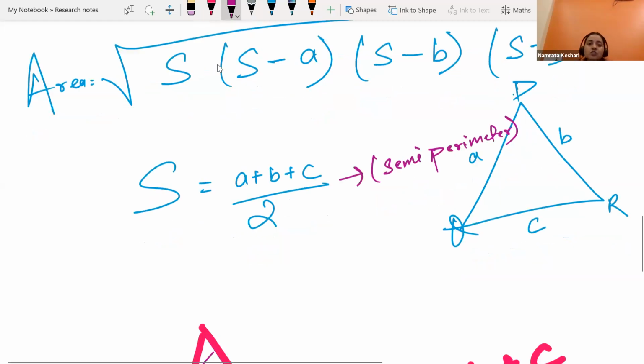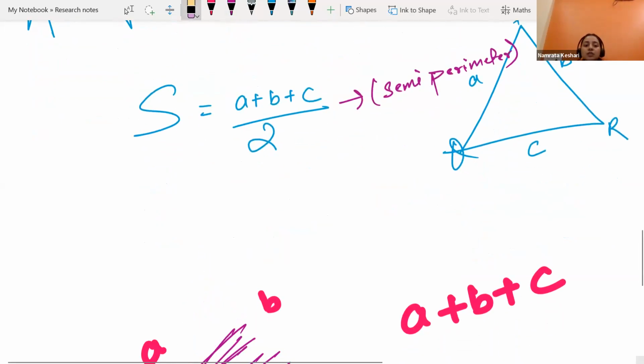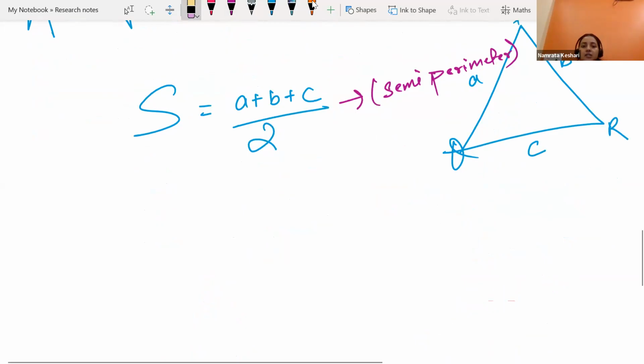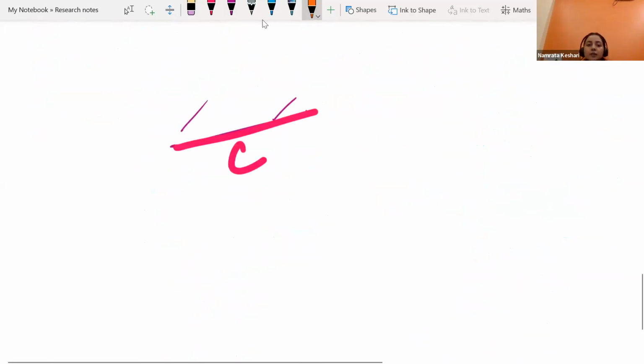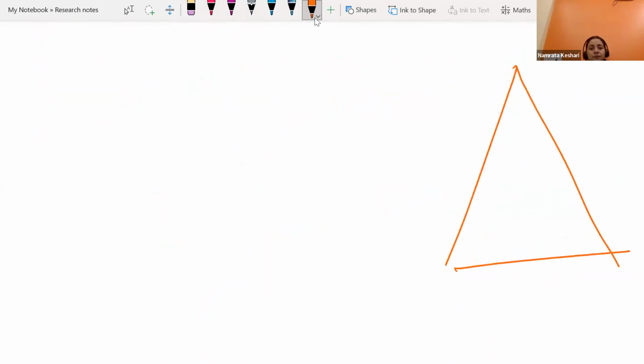Yes, ma'am. So let's check it using this formula. We want to check whether by this formula we are getting the same answer. So we were having a triangle. Let me draw a triangle over here, where the sides I have taken as 6, 6 and 8, and I called it an isosceles triangle. Of course, it is an isosceles triangle.